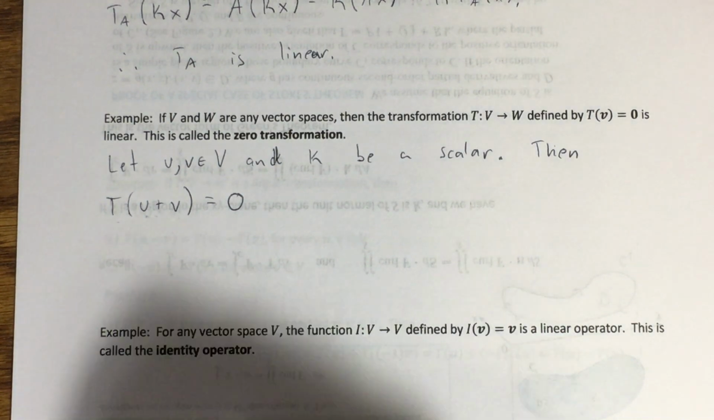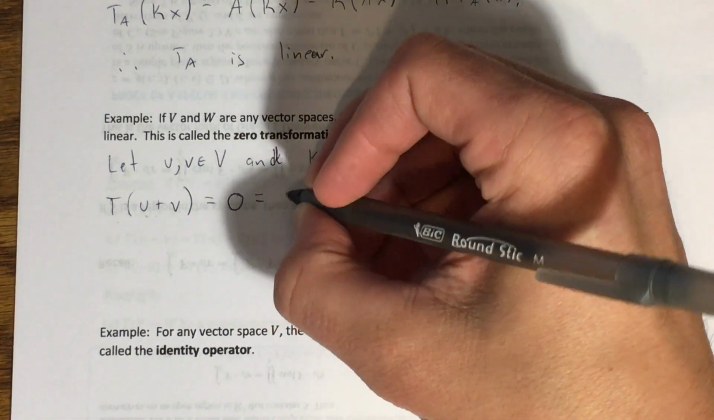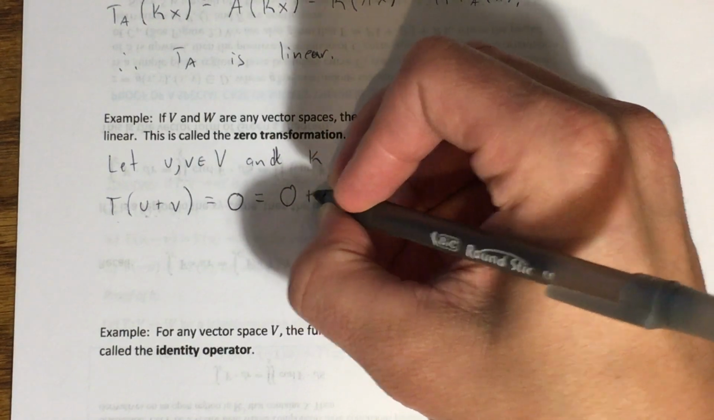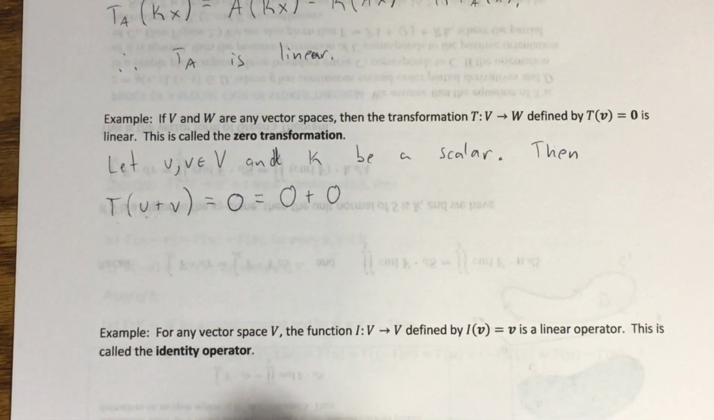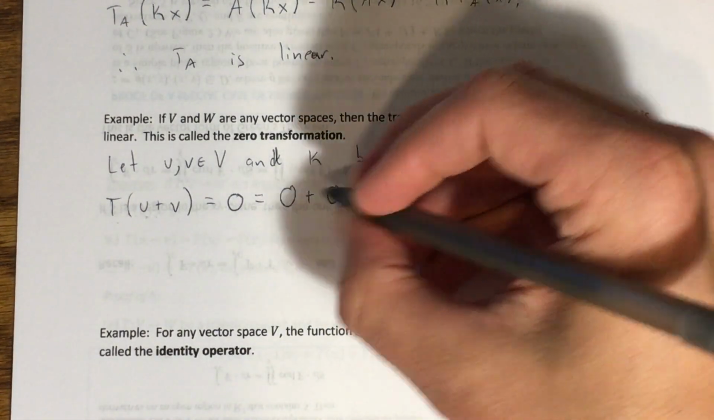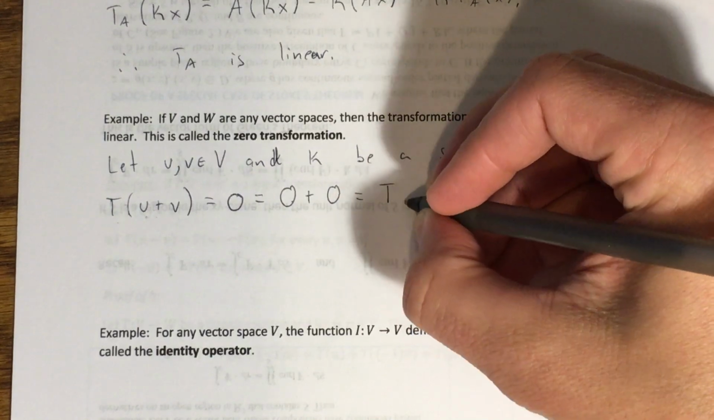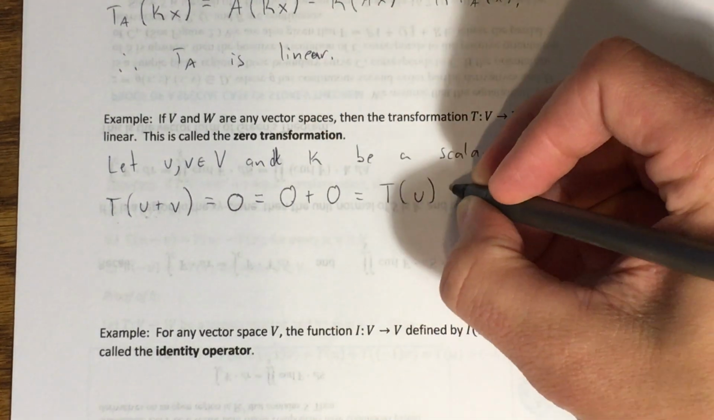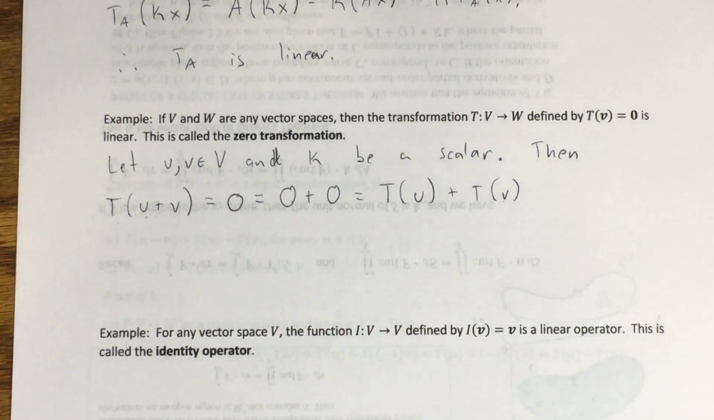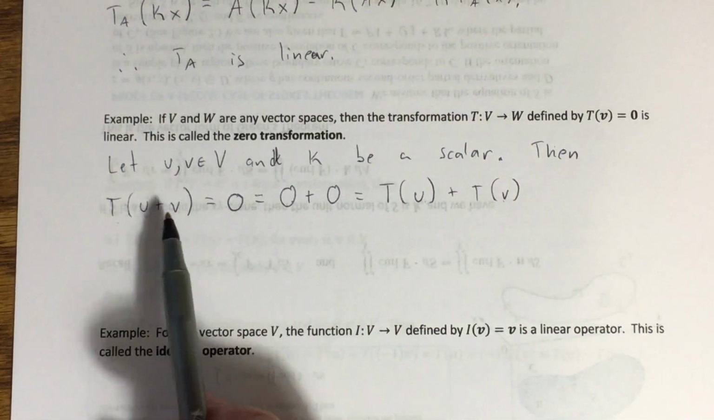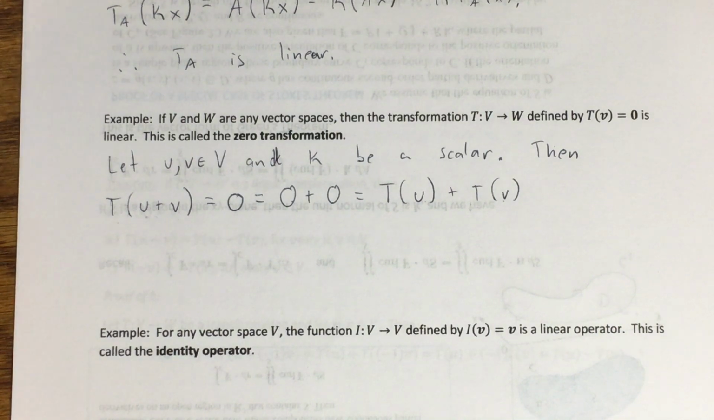But I know that the 0 vector is equal to the 0 vector plus the 0 vector. 0 plus 0 equals 0 for the zero vector of any vector space. We know this to be true. And this 0 can be thought of as T of u. This 0 can be thought of as T of v, since both of these, by definition, would have to equal 0 anyway. So we see that this additivity property holds.